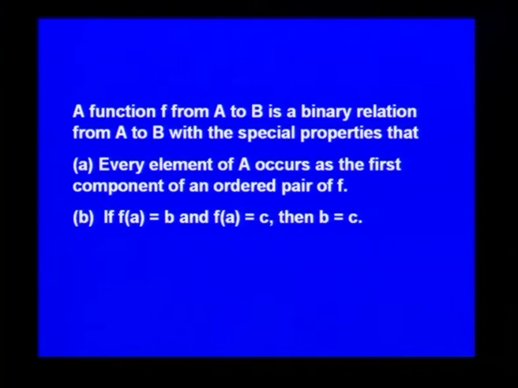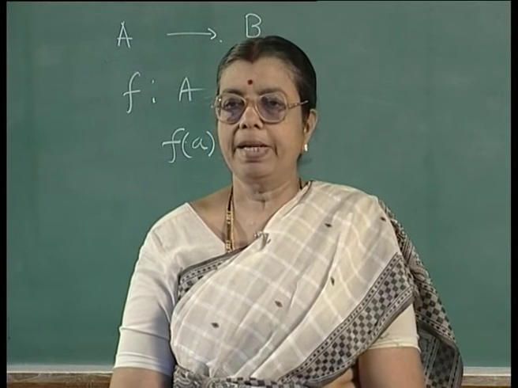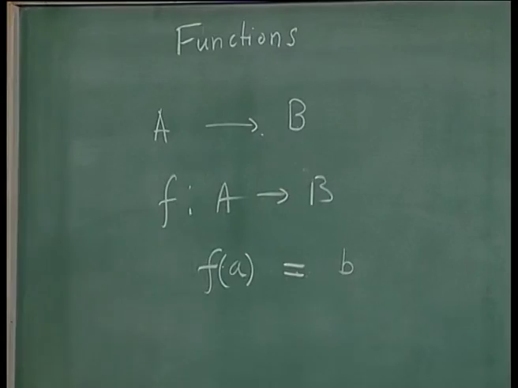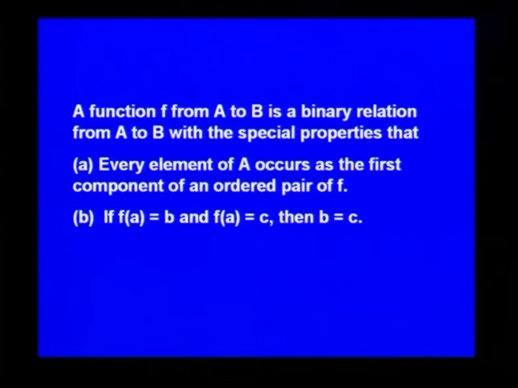A function f from A to B is a binary relation from A to B with the special properties that every element of A occurs as the first component of an ordered pair in f, and if f(a) = b and f(a) = c, then b = c. These two properties must be satisfied by the definition of a function. It is a particular case of a relation. Now, let us see some examples of what are functions and what are not functions.